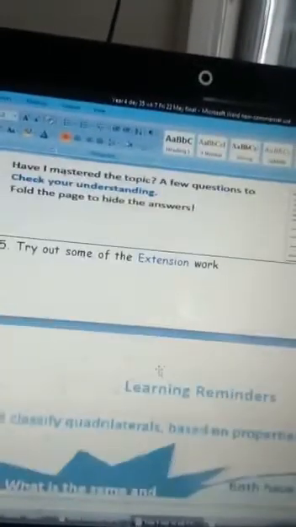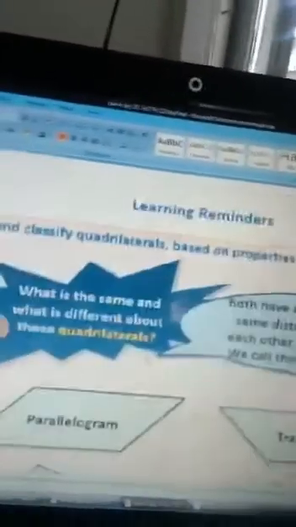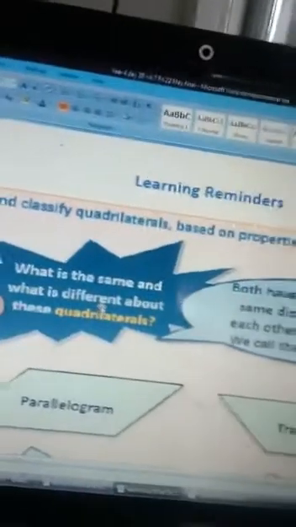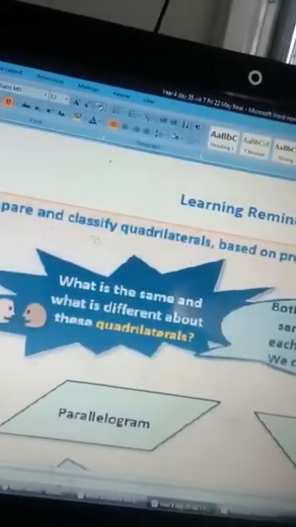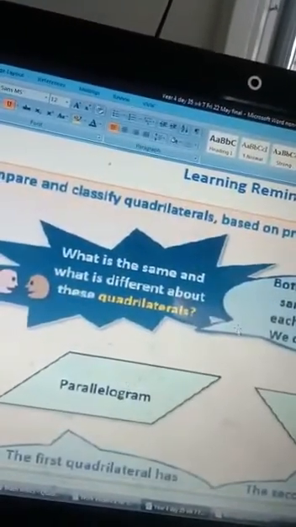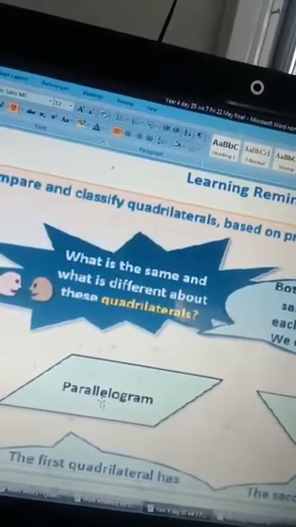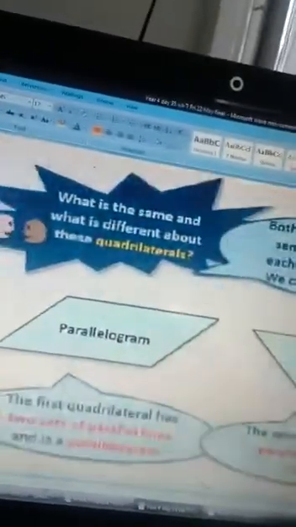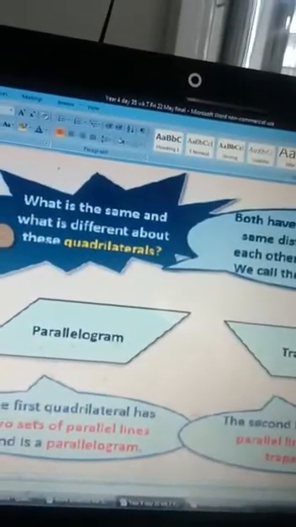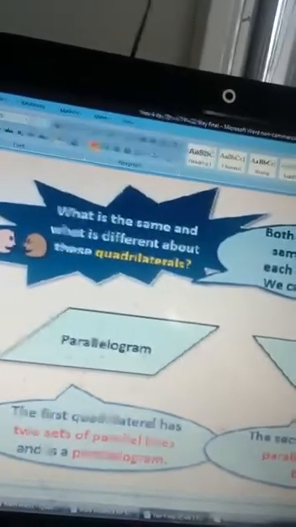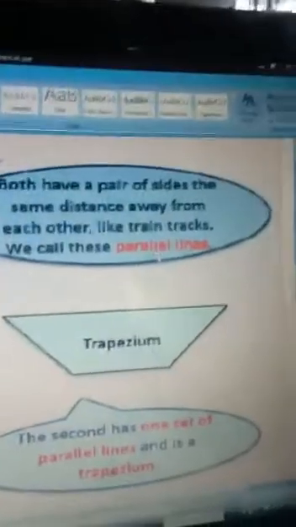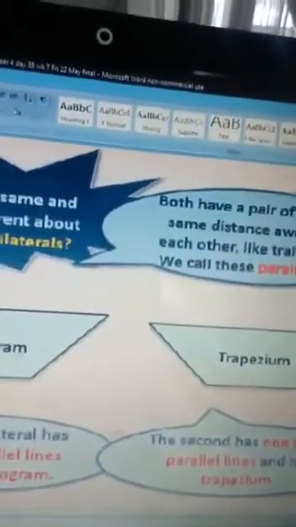Fantastic. So you can watch that. It goes on for about 9 minutes and it will feature all the different quadrilaterals. Okay, so when we get back to here, we've got some learning reminders. Read through the instructions where you've got to compare and classify different quadrilaterals. These two, parallelogram and trapezium, look kind of similar, but they are quite different in that they've got parallel lines. Which ones have got 2 pairs and which one's got 1 pair.